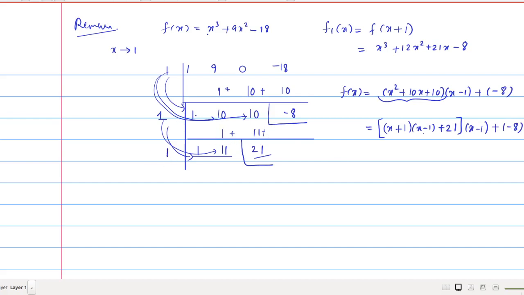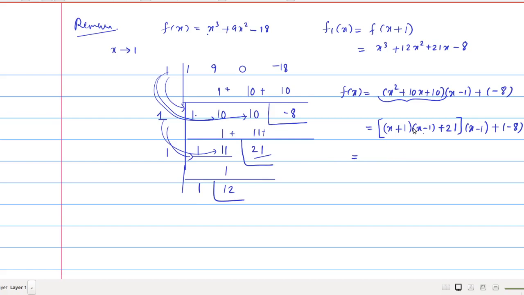Again, you divide this quotient by x minus 1. You can place 1 here, and this is our 1 again, and we add these two, you can get 12. So we can say that this 12 is the remainder and 1 is the quotient. So we write that. What is the meaning of this?